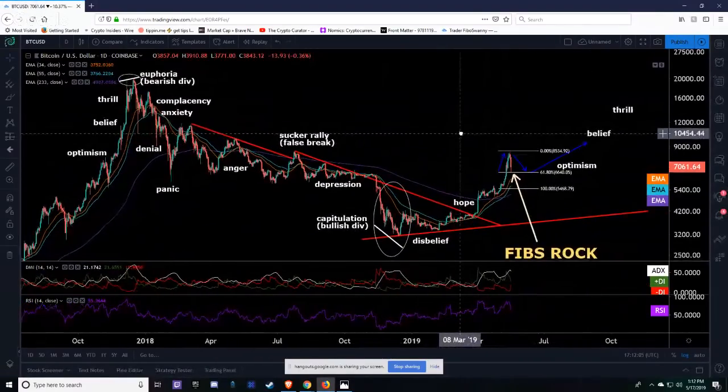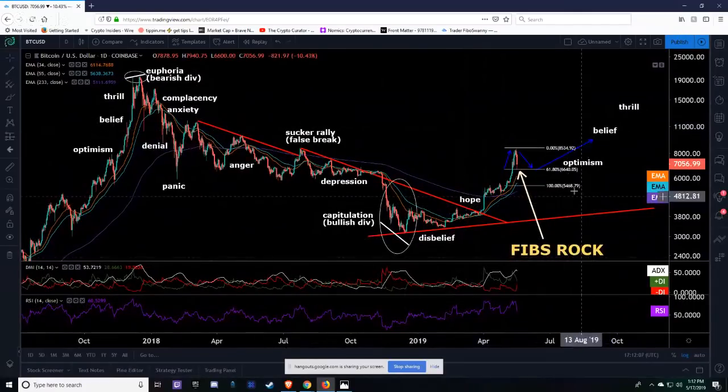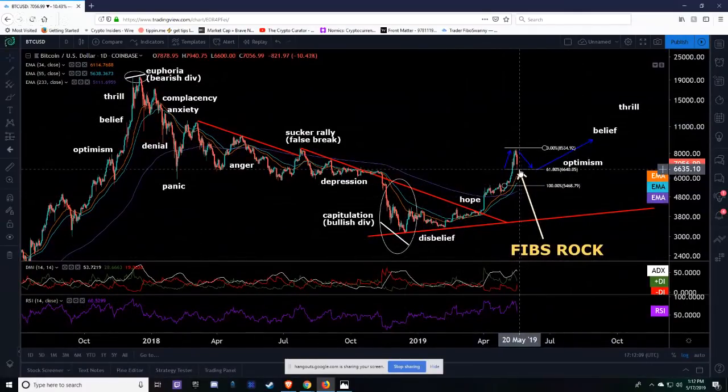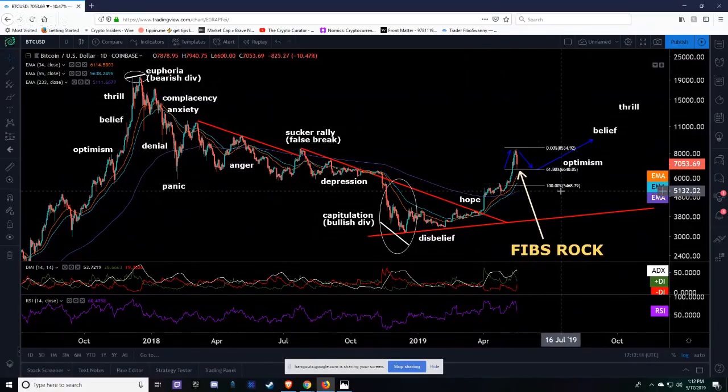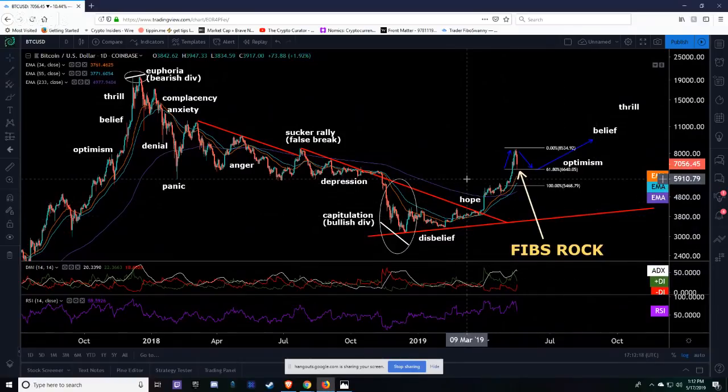Just kind of showing the psychology of the market. I said fibs rock because we went right down there and tested the 61.8% level and bounced off of this huge red candle we had last night. So a little shout out to fibs rock right on Fibonacci Friday as we move into the weekend. So hopefully you all have a good weekend there.